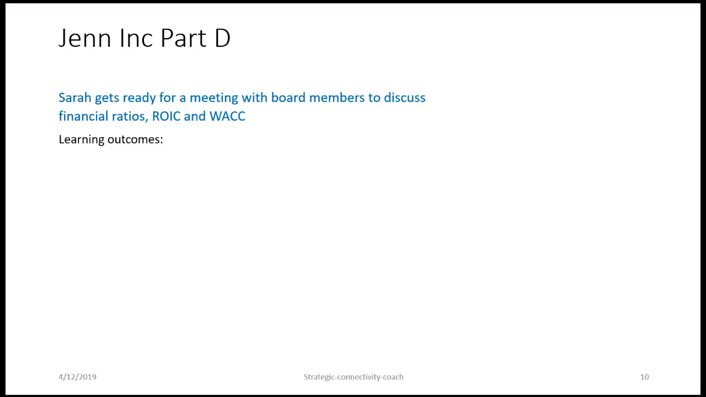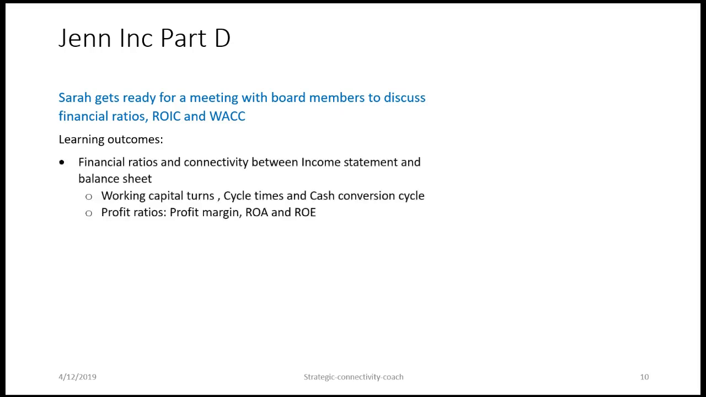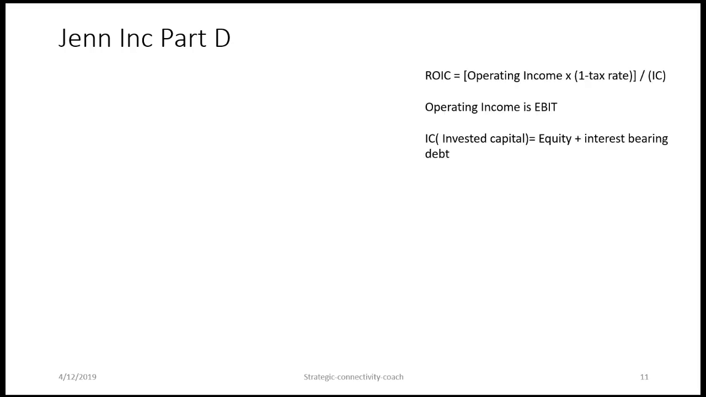In part D, we started to get into some of the key ratios, like ROIC and WACC and a few working capital ratios. Here, the learning outcome is the financial ratios and the connectivity between the income statement and the balance sheet: working capital, cycle times, cash flow conversion, profit ratios, profit margin, ROA. You did this calculation for Gen Inc., and we also did the calculation for weighted average cost of capital and ROIC.